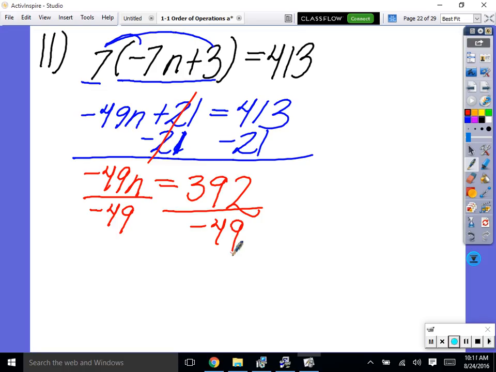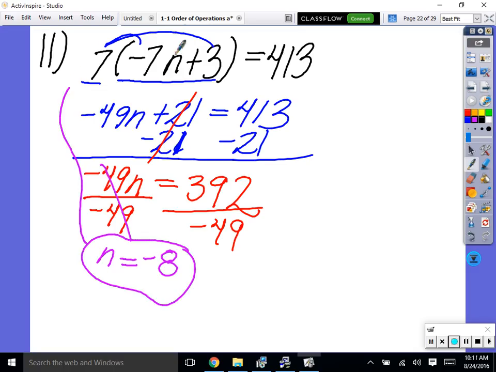Now look, check to make sure your inverse actually worked out. Negative 49 divided by negative 49 is 1. Do you see how that's just got n alone correctly? So we have 1n, which is n is equal to, and you take your calculator and type that in and you get negative 8. Now we can check our answer by plugging that negative 8 back in up here for n and seeing if this is a true statement. Today I'm not going to take time to do it because I want to give you time to practice. Is that okay?